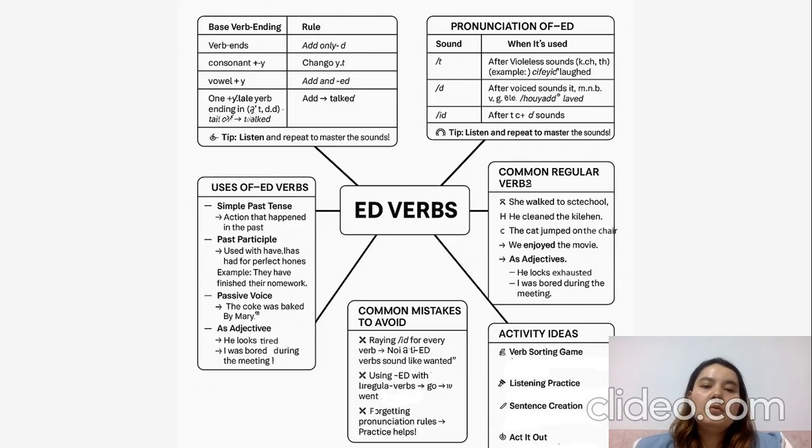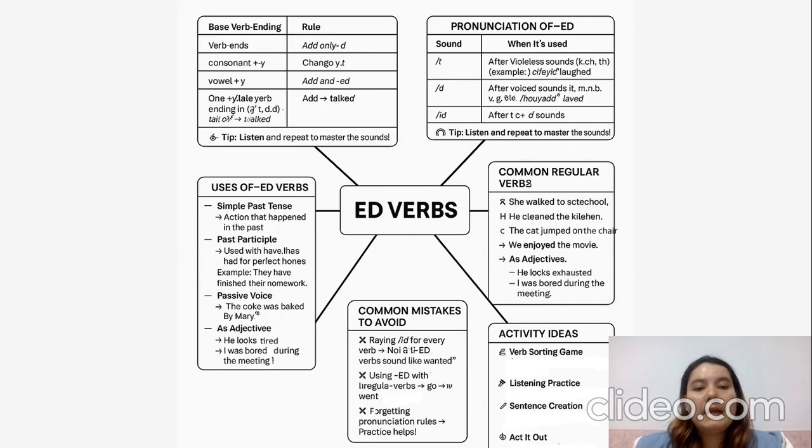The spelling rules vary depending on the ending of the verb. For example, if the verb ends in E, just add D. For example, love, loved. If the verb ends in a consonant plus Y, change the Y to I and add ed. For example, study, studied. If it ends in a vowel plus Y, simply add ed.